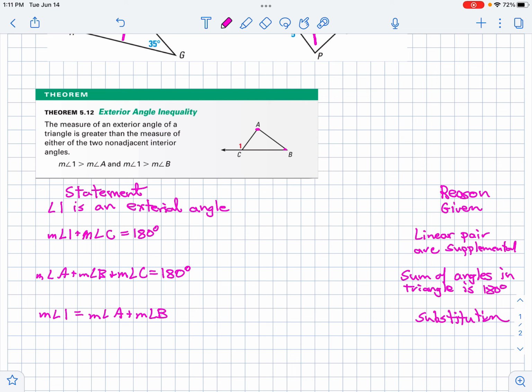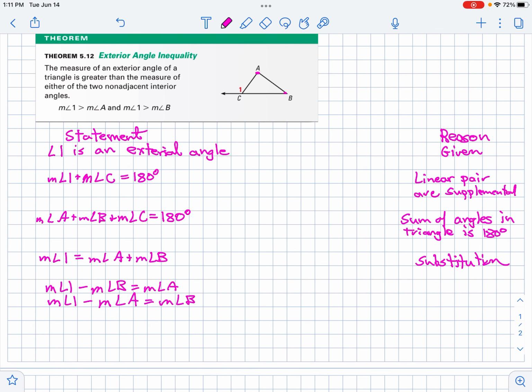We have the measure of angle 1 minus the measure of angle B is equal to the measure of angle A. And the measure of angle 1 minus the measure of angle A is equal to the measure of angle B. Okay? Just by subtraction property.